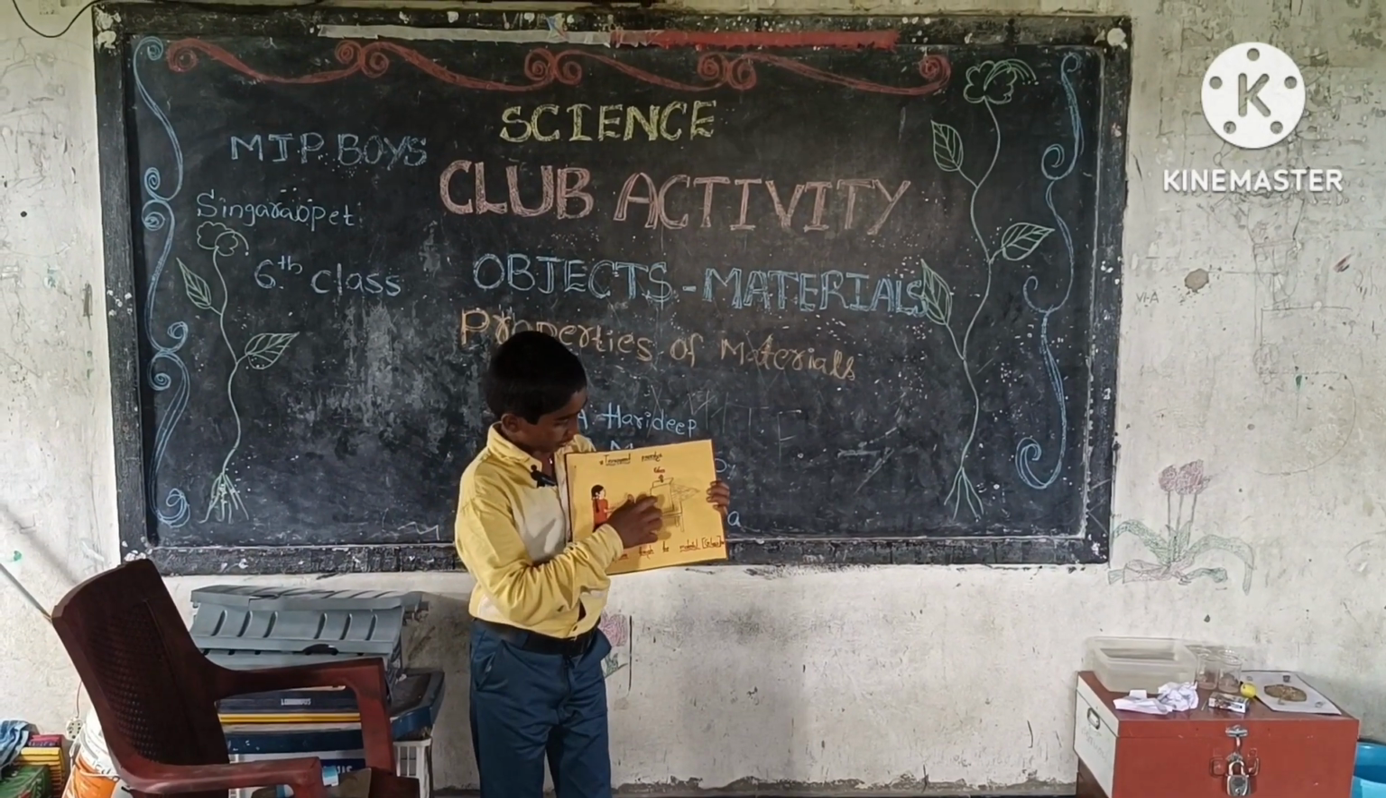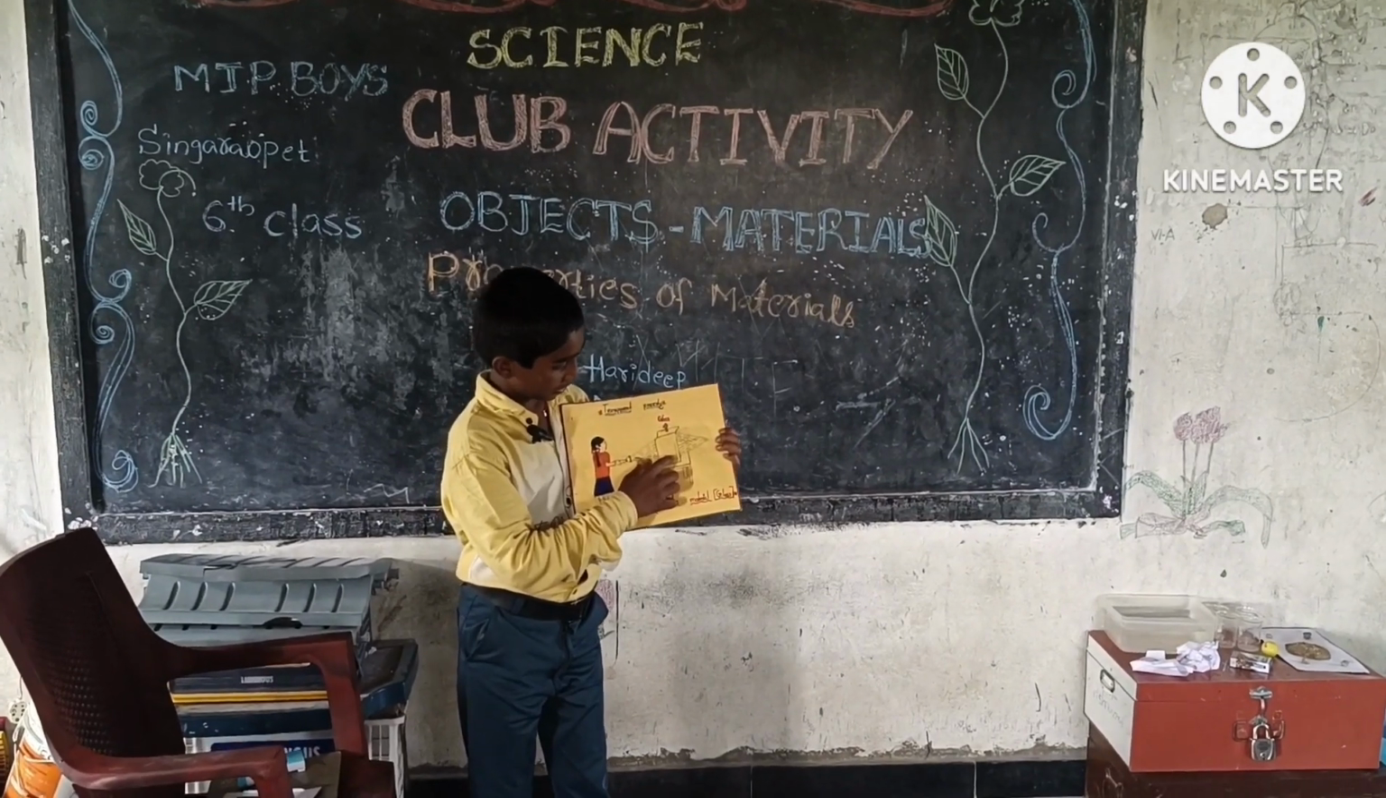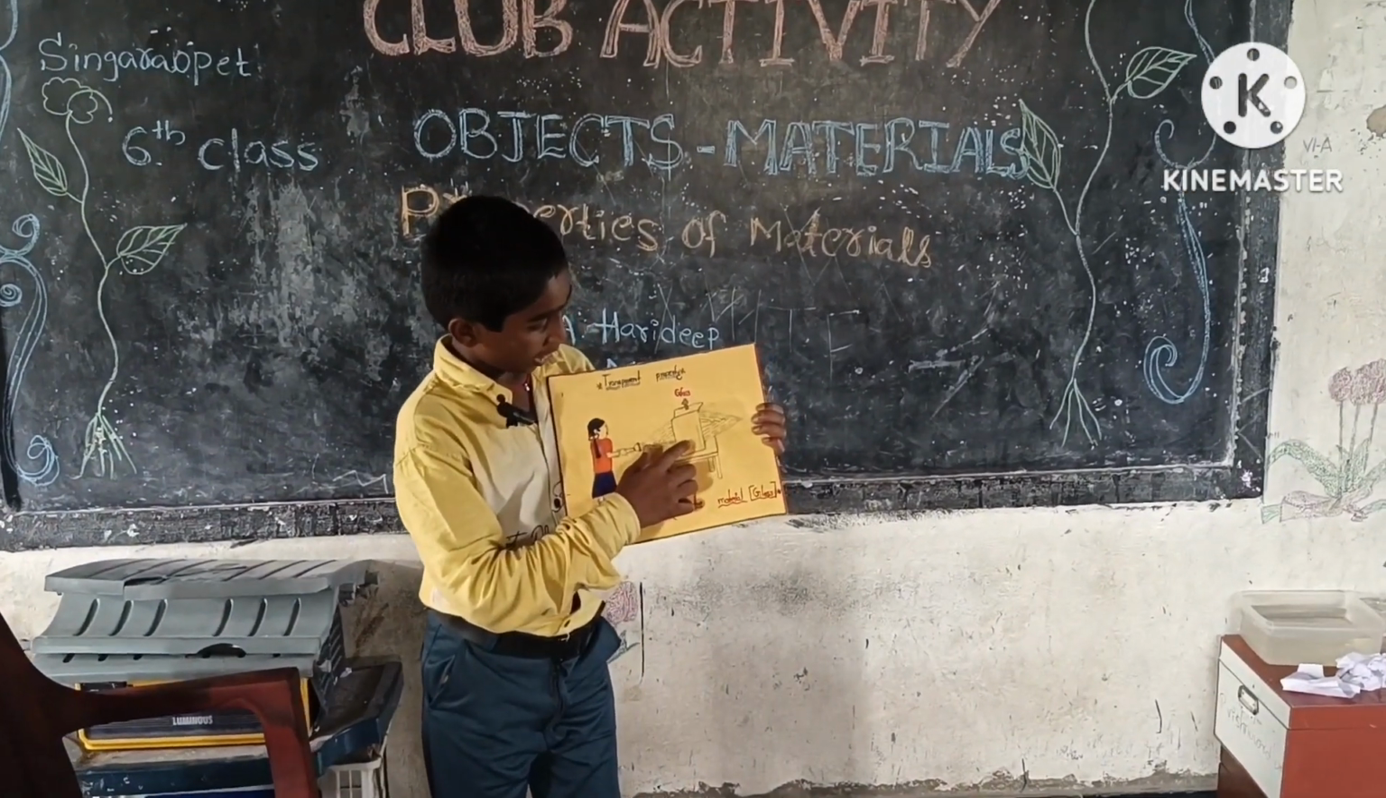Light passes through this material. This material name is glass. That's why this material has transparent property.